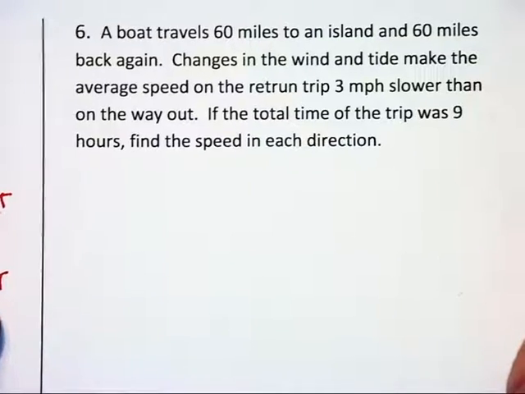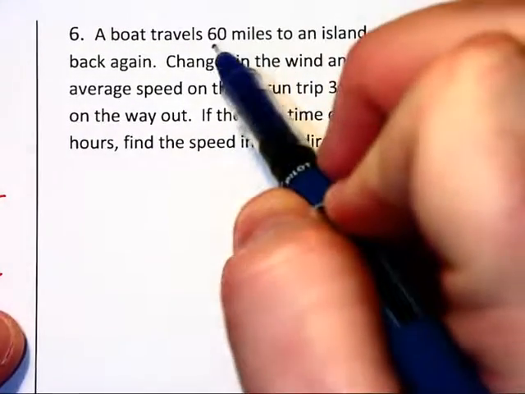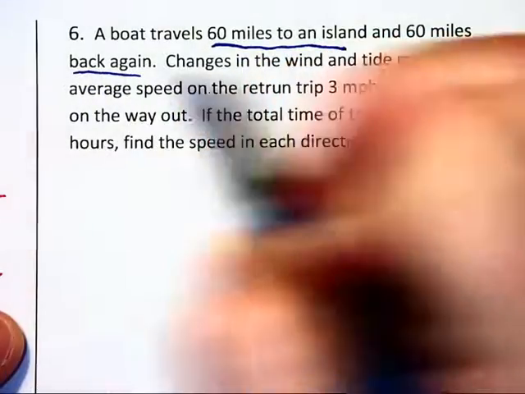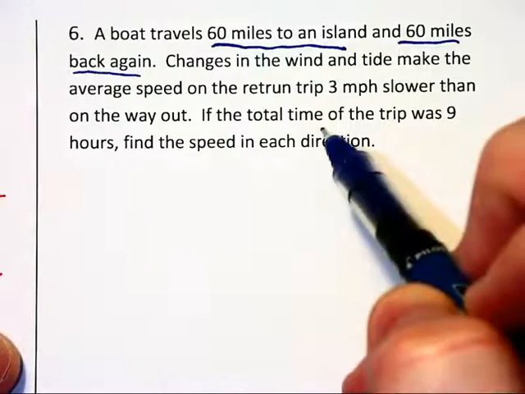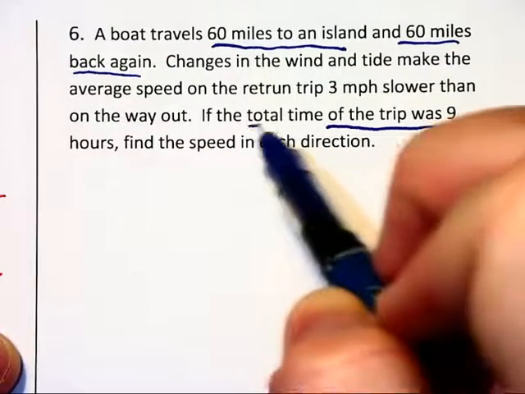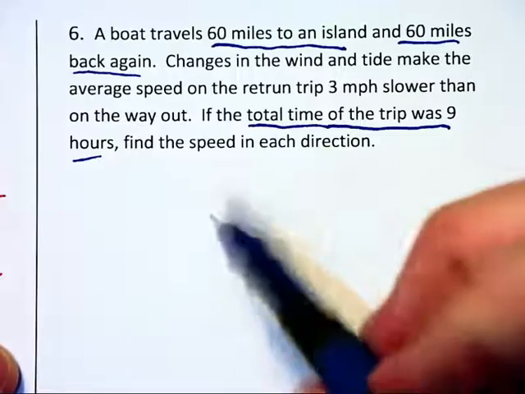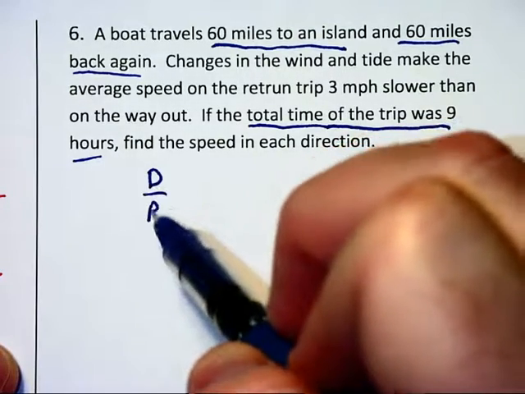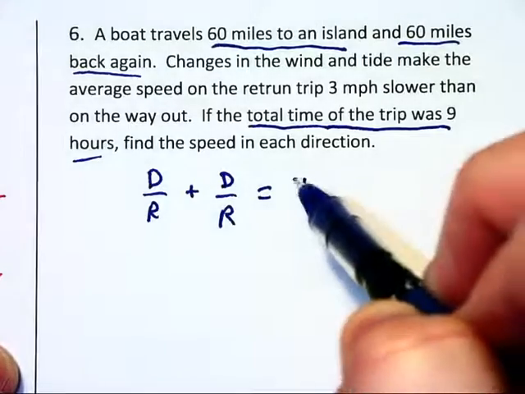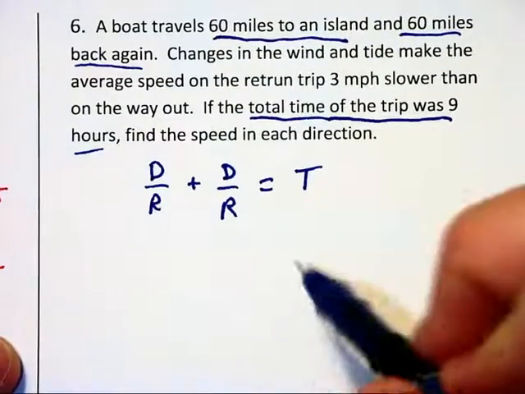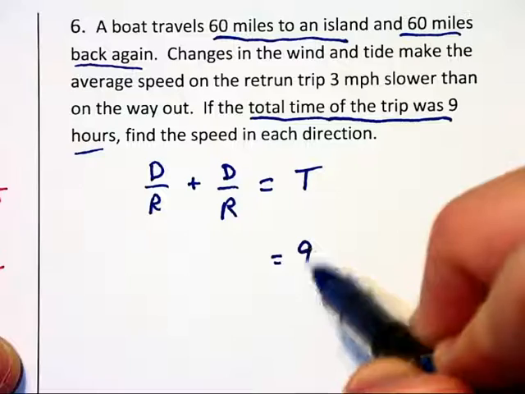This next problem can be a little bit tricky because we see that it's 60 miles to an island and 60 miles back again, and when you try to set this up as a same distance type of problem, you just don't have enough information to solve the problem. So instead I want to focus on this as a total time, because it says the total time of the trip was 9 hours. So I'm going to go d over r plus d over r is equal to a total time t. And that total time t is going to be 9 hours.